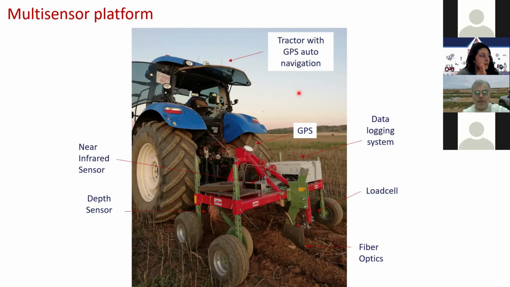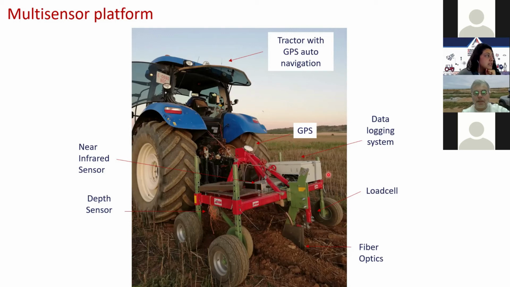The fiber optic and the near infrared sensor capture soil spectra, and the data logging system records this soil spectra, the load cell reading, and the depth sensor. With the GPS location, it creates a full database of every second at each point. So every second we have one reading of all the sensors, which means that we will have a lot of data, high resolution data, to work with.